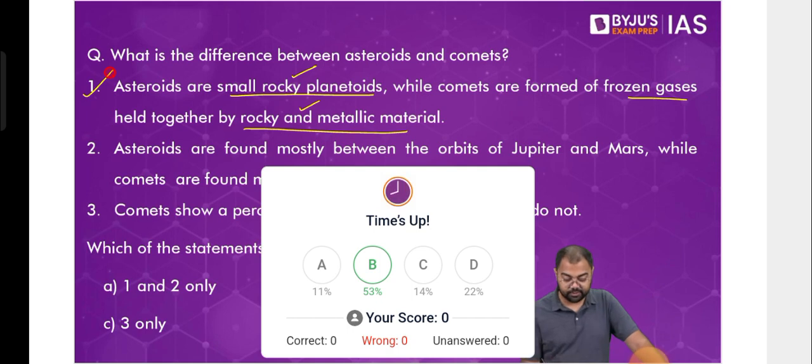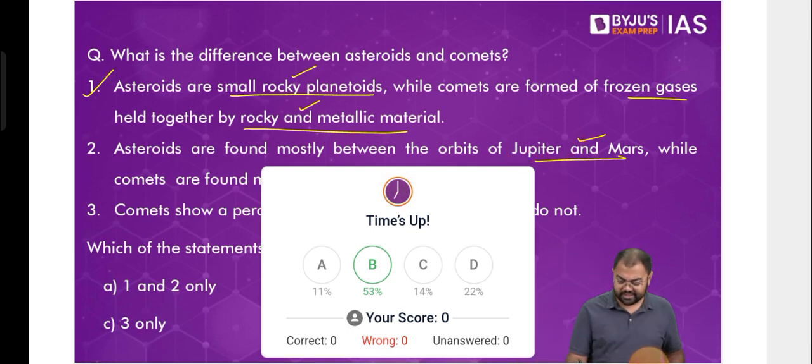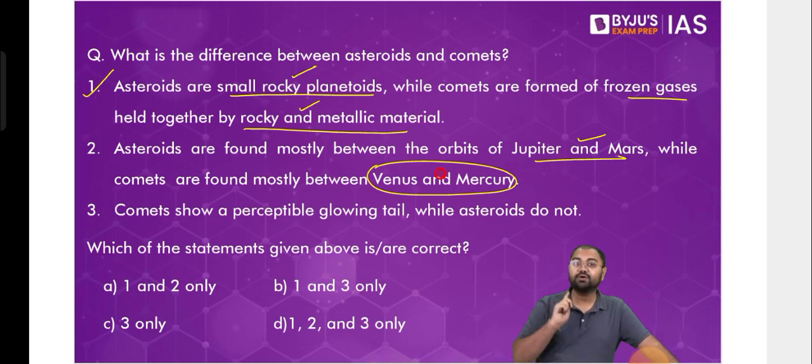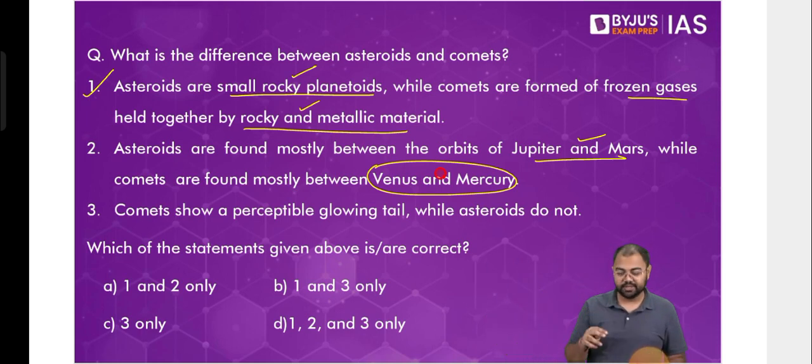Asteroids are found mostly between the orbits of Jupiter and Mars. This is fine. While comets are found mostly between Venus and Mercury. No, we never discussed this. And what I also told you is that they have a very big orbit, so they can't be between Venus and Mercury. They can't be so near.